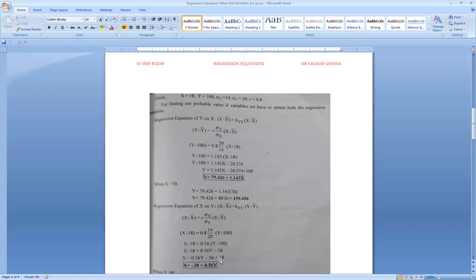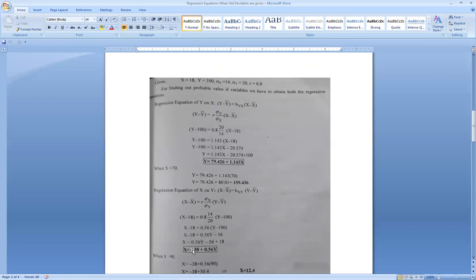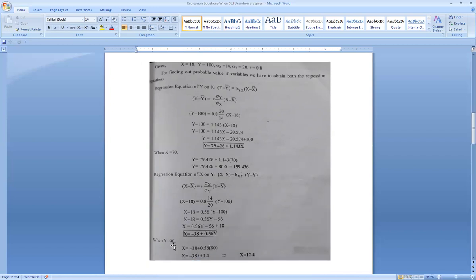Now we substitute the values: minus 56 and 18 is minus 38. So x equals 0.56y minus 38, or you can write minus 38 plus 0.56y. Now we have to go for predicting the value of x when the value of y equals 90. What is the value of x? We have to substitute in the first equation.